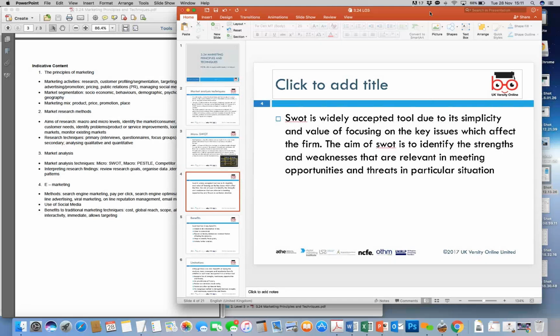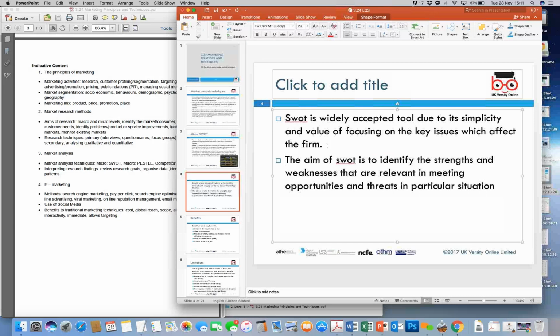Now, let's look at why we look at SWOT. One of the clear things is that this is a very widely used tool, and this is one of the simplest forms of tools that you can use to start to do some sort of analysis or understand how to break down a particular situation into what is affecting the business.